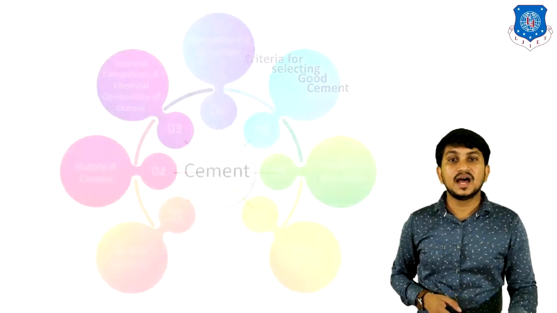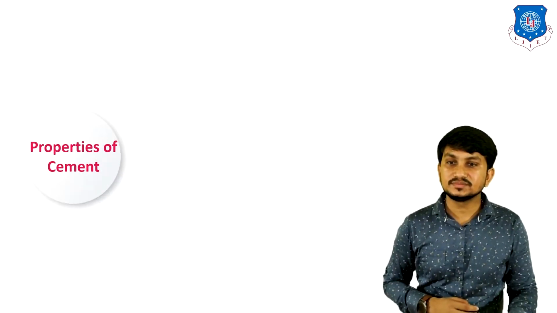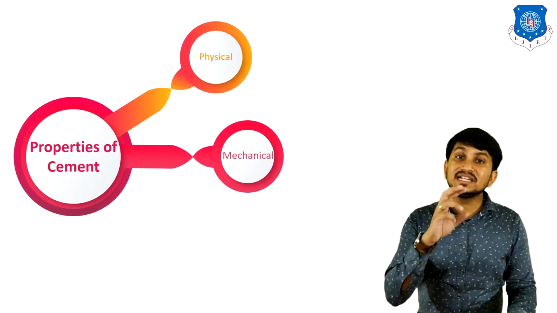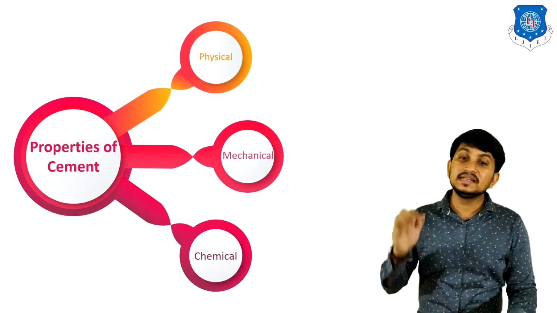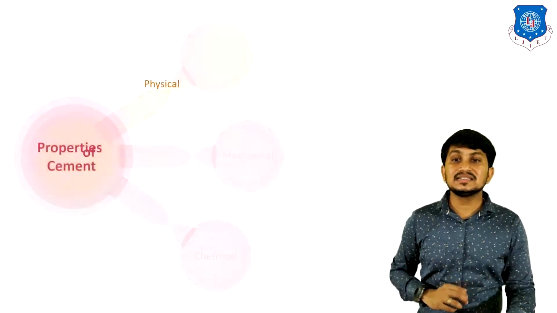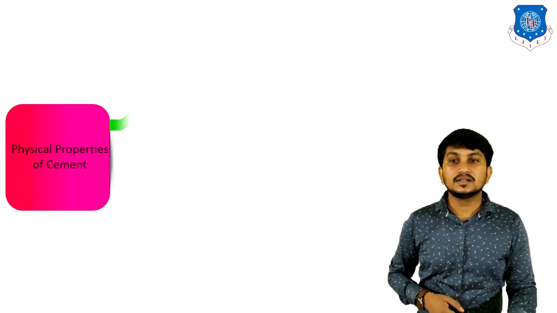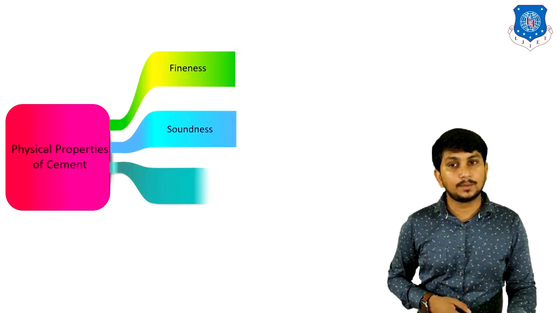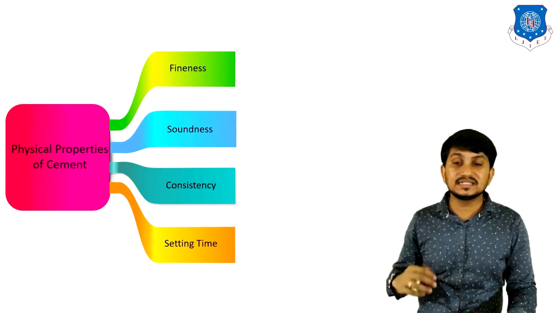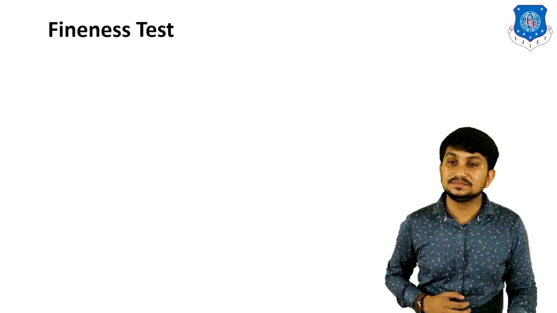Now let's discuss the properties of cement. The properties of cement are of three types. First is physical property, second is mechanical property, and third is chemical property. Let's discuss the physical properties of cement. There are four physical properties. First is fineness, second is soundness, third is consistency, and fourth is setting time. So what is fineness? Let's discuss.